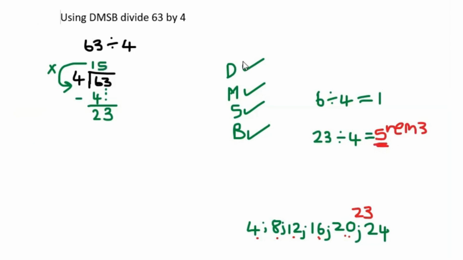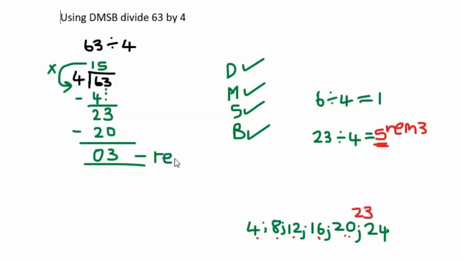So we've completed the division step. Now let us multiply. What is 5 multiplied by 4? It is 20. So we've completed the multiplication step. Now let us complete the subtraction step. 2 minus 2 is 0. And 3 minus 0 is 3. So therefore 3 is what? Our remainder.